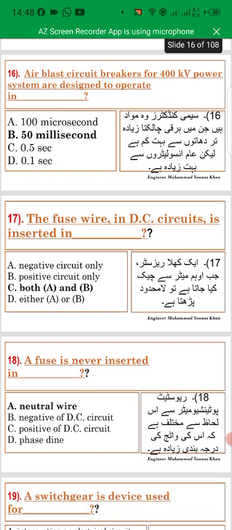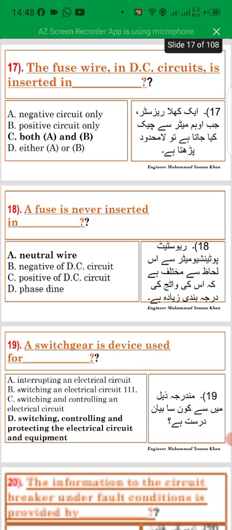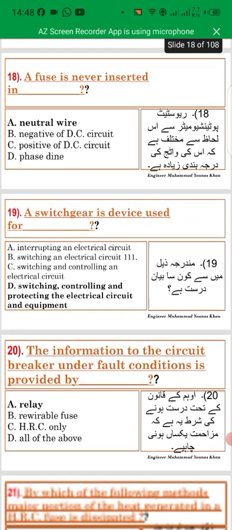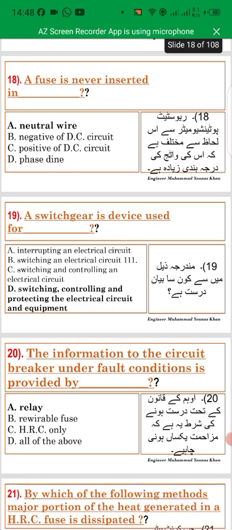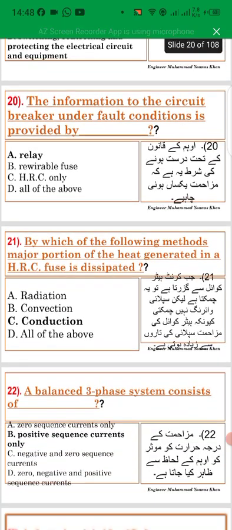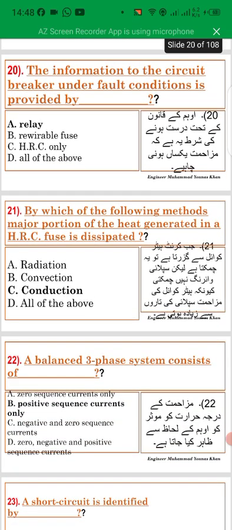Air blast circuit breakers for 400 kV power systems are designed to operate in 50 milliseconds. The fuse wire in DC circuit is inserted in negative circuit only and positive circuit only. A fuse is never inserted in neutral wire. A switchgear is a device used for switching, controlling and protecting the electrical circuit and equipment. The information to the circuit breaker under fault condition is provided by relay.